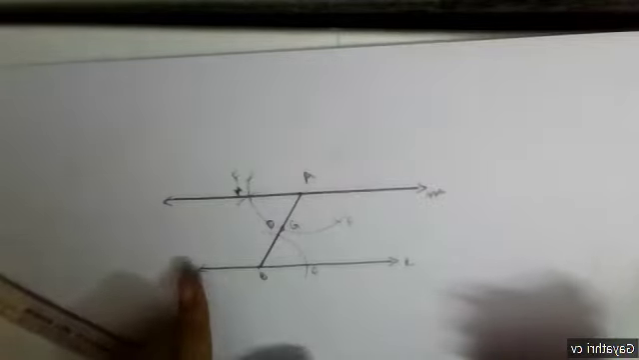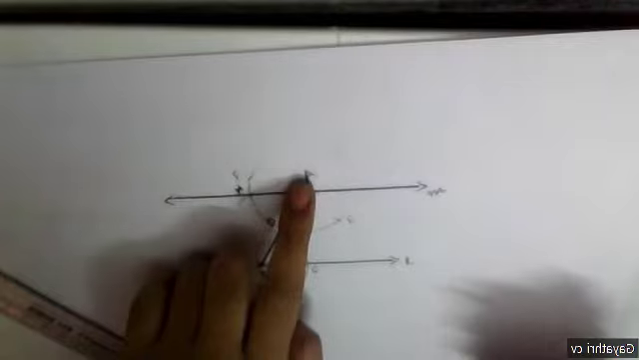So we have constructed a parallel line M to line L through a point A, which is not on this line. So this is how you will construct a parallel line to a given line through a point not on the line. I hope it's clear. I'll explain the steps once again.